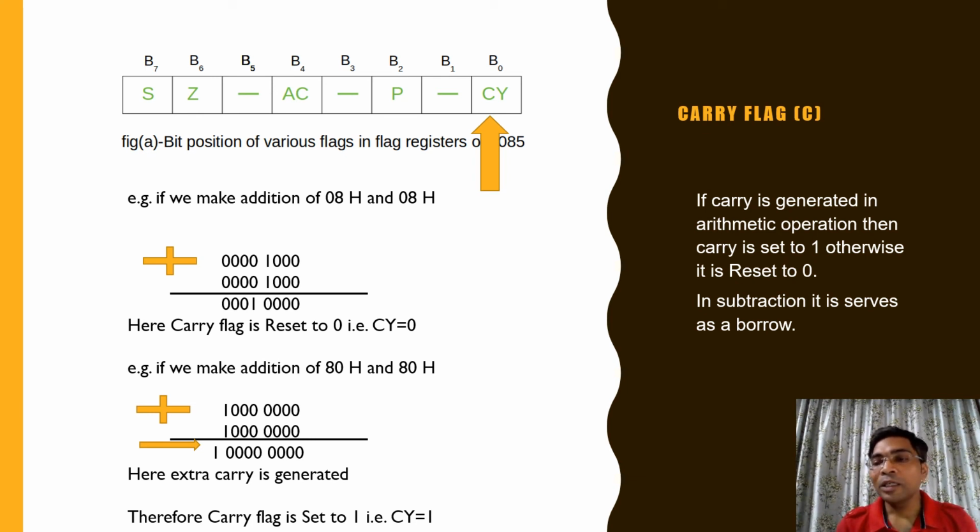Especially the carry is generated in the addition example. But whenever we use subtraction, for example 5 minus 7, in general life the answer is minus 2. But in a computer, 5 minus 7 is done by taking a borrow from the left-hand side digit. So whenever a microprocessor uses a borrow also, then that time the carry is generated. So the carry flag is set at the time of addition and also at the time of subtraction.